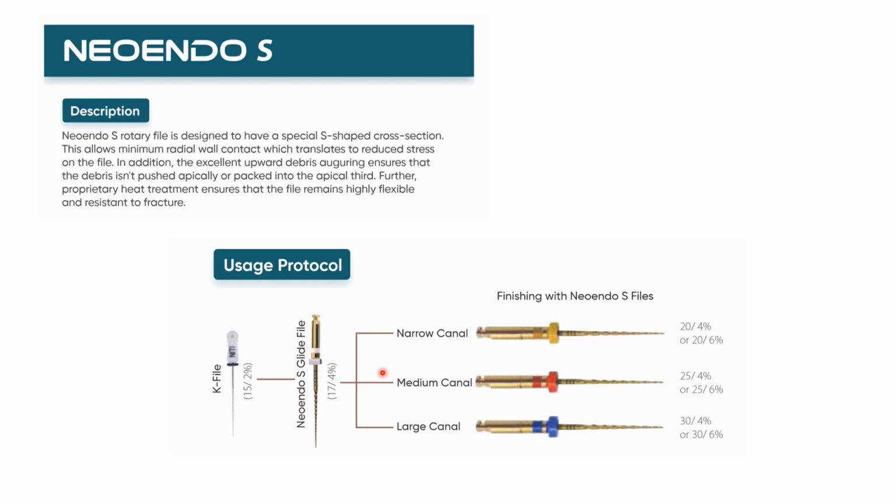Then these are also for narrow, medium and large canals. So for narrow canals, you can either use your 24% or 26%. For medium, you can use 25.4% or 25.6%. And for large canals, you can use 34% or 36%.